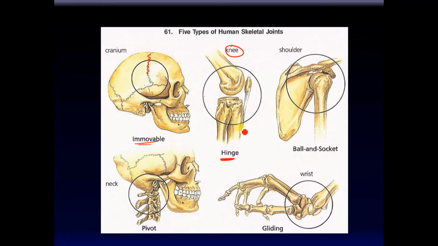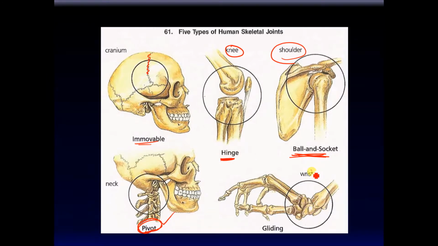This is a hinge joint, like the one you find in the knee. It's kind of like a door, opens and closes type of thing. Compare that to the ball and socket joint that we find in the shoulder. Clearly, the shoulder joint is much more movable in different directions than is the knee. There's a lot more you can do with the ball and socket type of joint than you can do with the hinge joint.